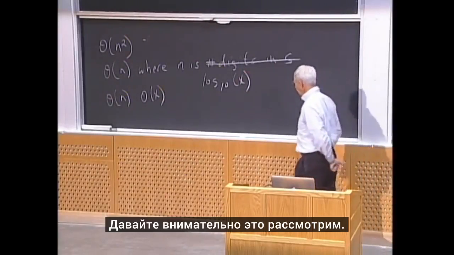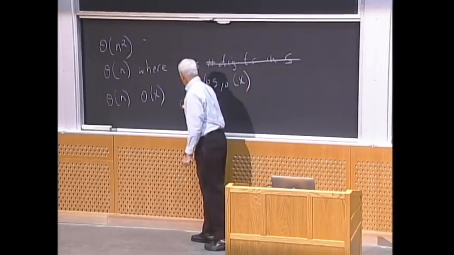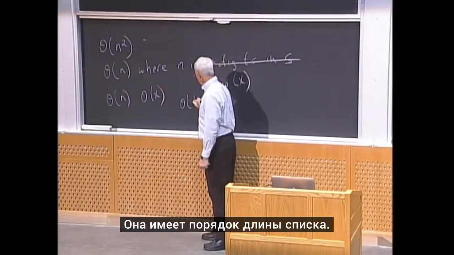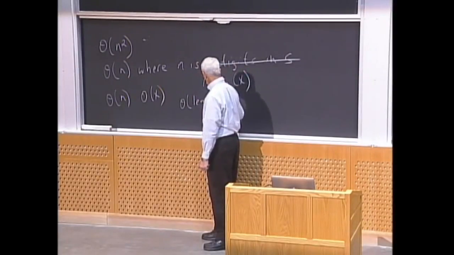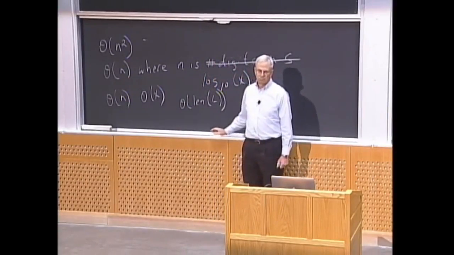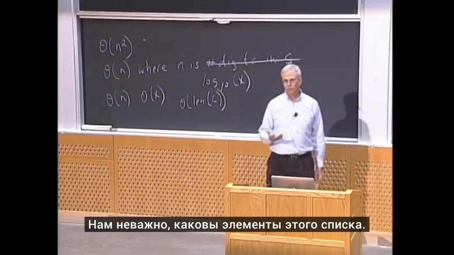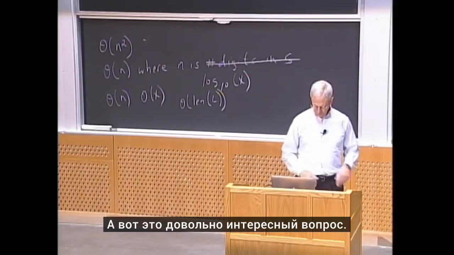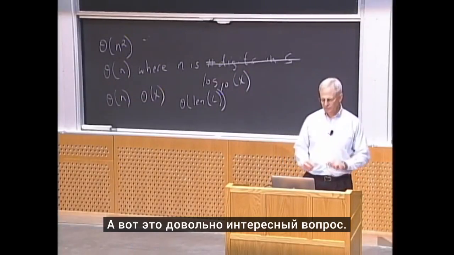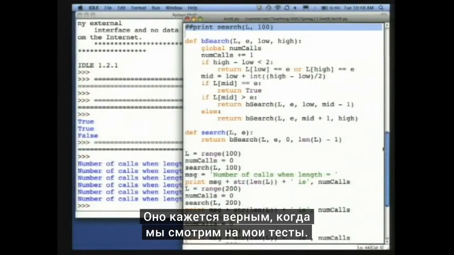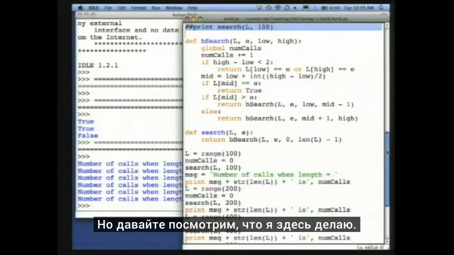Let's just try and write it carefully. Well, it's order length of the list, right? We don't care what the actual members of the list are. Now, that's an interesting question to ask. Let's look at the code for a minute. Is that a valid assumption? Well, it seems to be when we look at my test. But let's look at what I'm doing here.